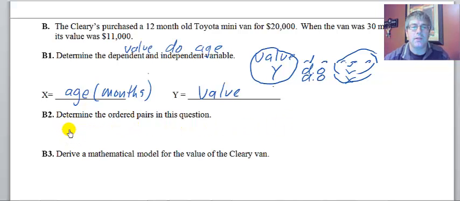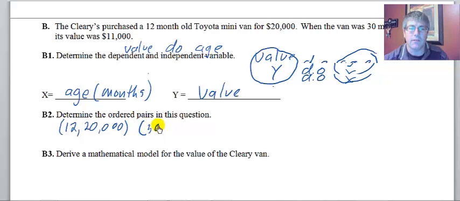So if we want to determine the ordered pairs in this question, I do have some ordered pairs. At 12 months, my van is worth $20,000. And my other ordered pair, at 30 months, the value is $11,000.